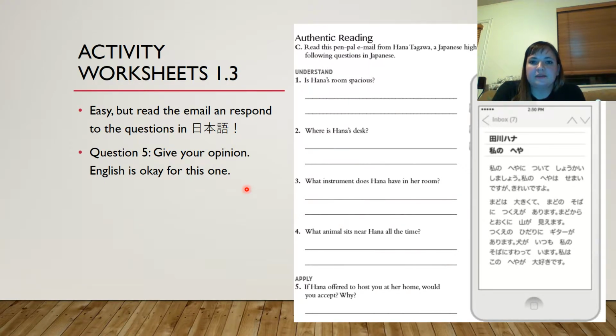Okay. So you have a pen pal email from your pen pal, Hana Tagawa. She's a Japanese high school student, so you're going to answer the following questions in Nihongo, right? So go ahead, read her message to you in Nihongo and answer the questions about that. At the very end, give your opinion, and again, English is okay for this one, so you can reply in English. So that's the first part of your activity worksheet.